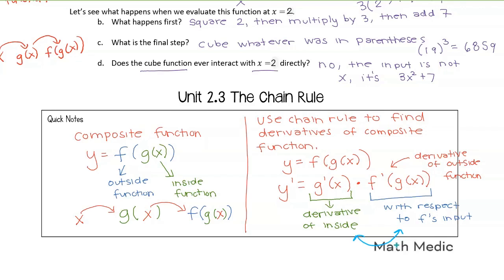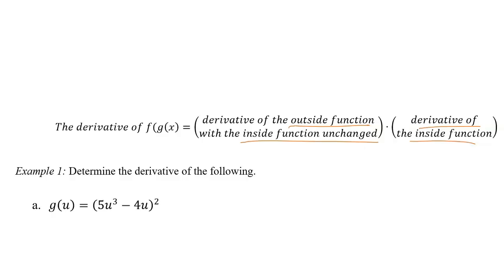I am leaning a little more towards doing the derivative of the inside first, because that way it doesn't get forgotten. When we're dealing with derivatives that have lots of parts, it's very easy to forget to also multiply by the derivative of the inside. So let's do a couple examples.